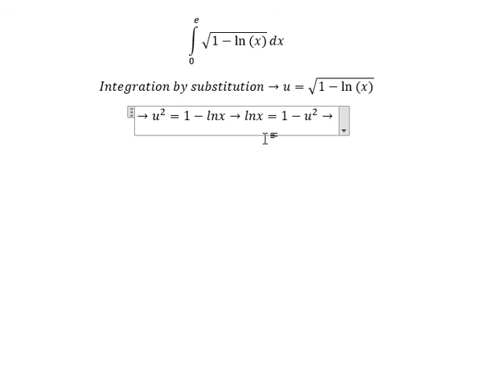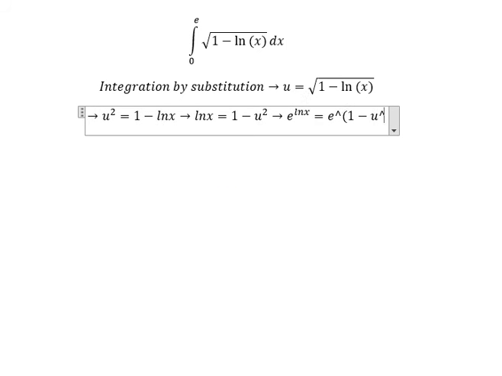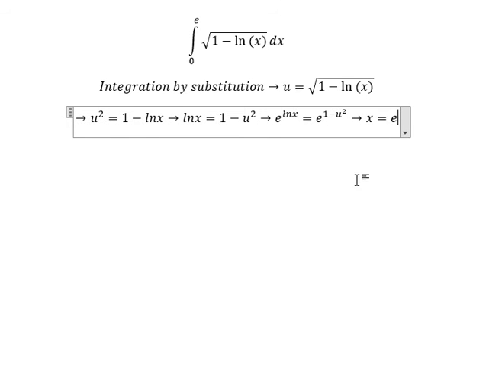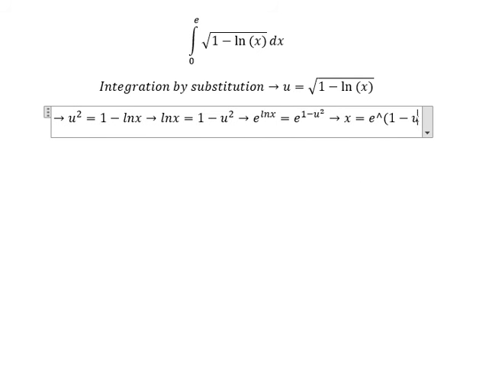So we put e to the power of ln s. On the right we have e to the power of 1 minus u squared. This one gives us s equals e to the power of 1 minus u squared.